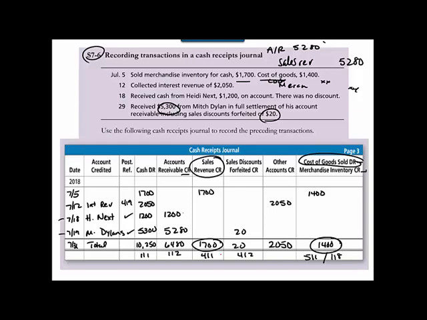And so that's your cash receipts journal. Again, it's always the debit to cash. The credit will probably be to accounts receivable or sales revenue. If not, then it goes into the other. And if you have the sales, you also have to do the cost of goods sold and merchandise inventory part.